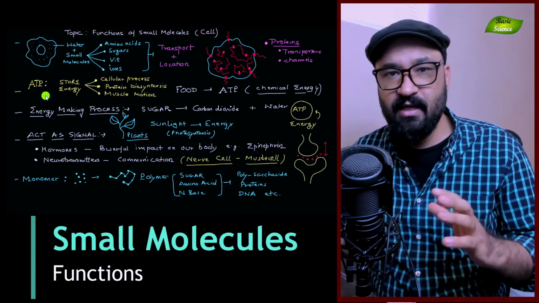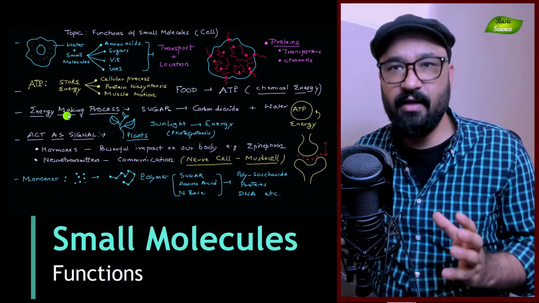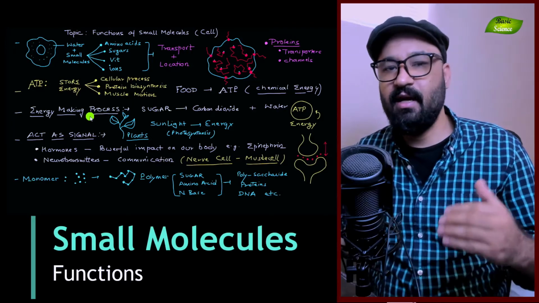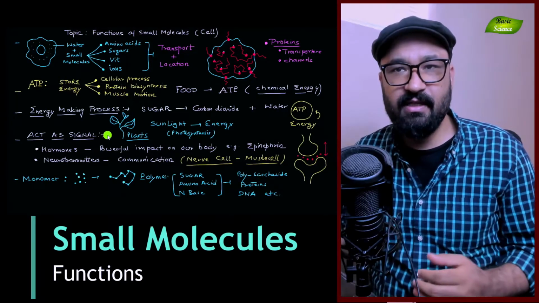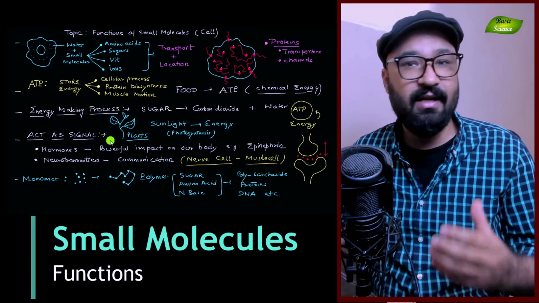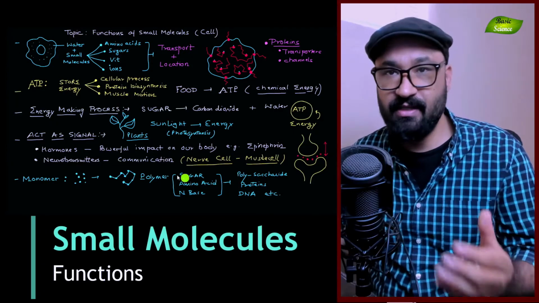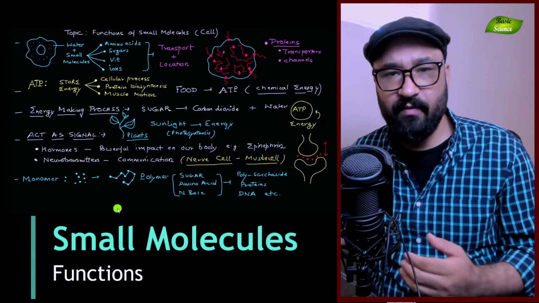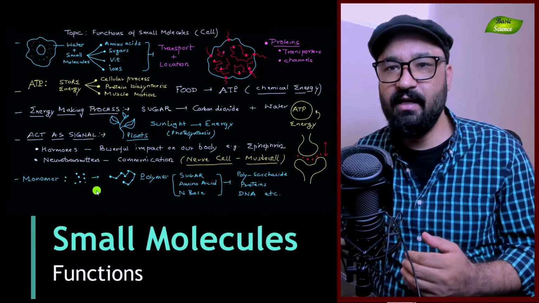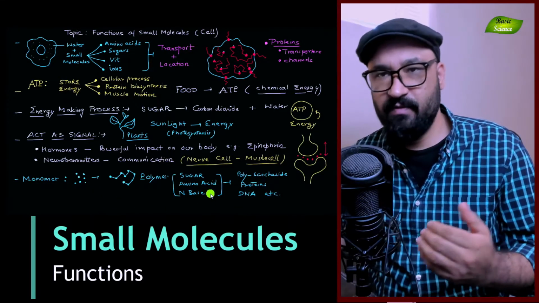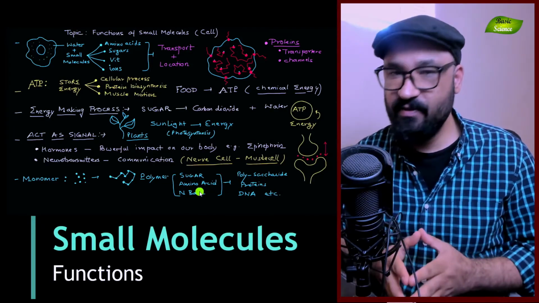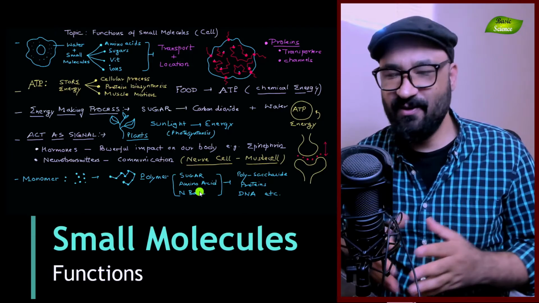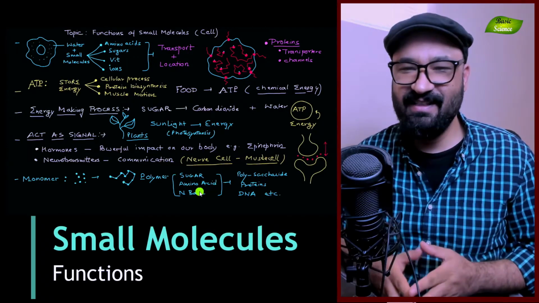So this is going to be an introductory video where we will discuss small molecules that are involved in energy processes, and small molecules as signals, like hormones and neurotransmitters, as you can see on this slide. And we will also discuss the monomeric forms of these small molecules and the different polymeric forms of these monomers. I hope that this video is going to help you understand the function of small molecules. So without any delay, let's start the lecture.